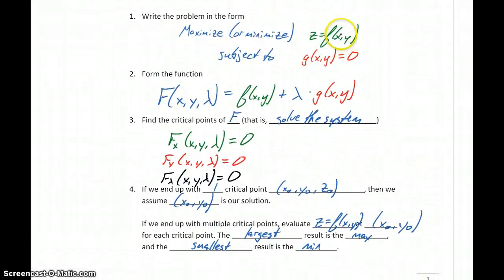So again, a few steps here where we identify the objective function, take the constraint and set it equal to 0 to generate this function g of xy. We establish this new function, capital F, which always has this particular form. Take the derivative with respect to each of those three variables, set those equal to 0 and solve that system, and that will generate one or more points, which we then identify as our solution, or evaluate the function at a few different points to determine whether we have maximums or minimums.